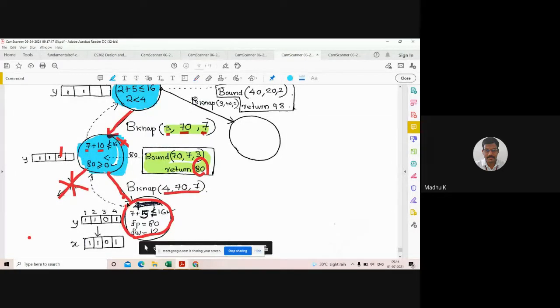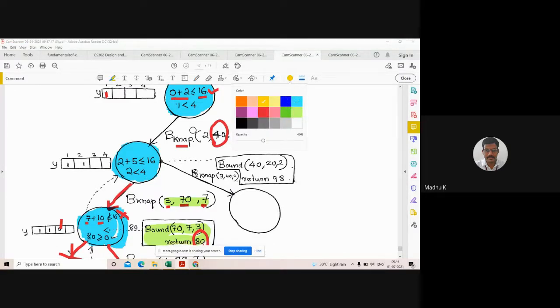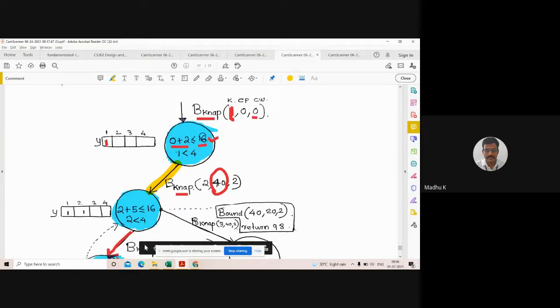In that state, we will calculate FP. FP is the final profit. FW is the final weight at that time. So you can observe, this is a solution path. Starting from here, we reached here by placing, we started from here, then I placed object 1 in the knapsack, then I reached here.